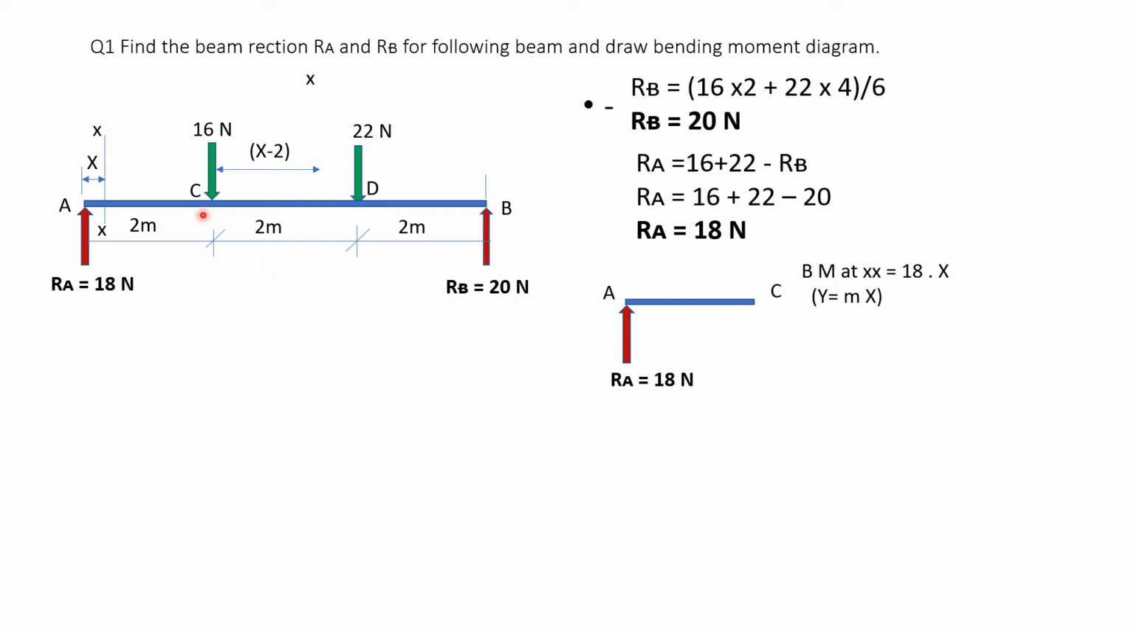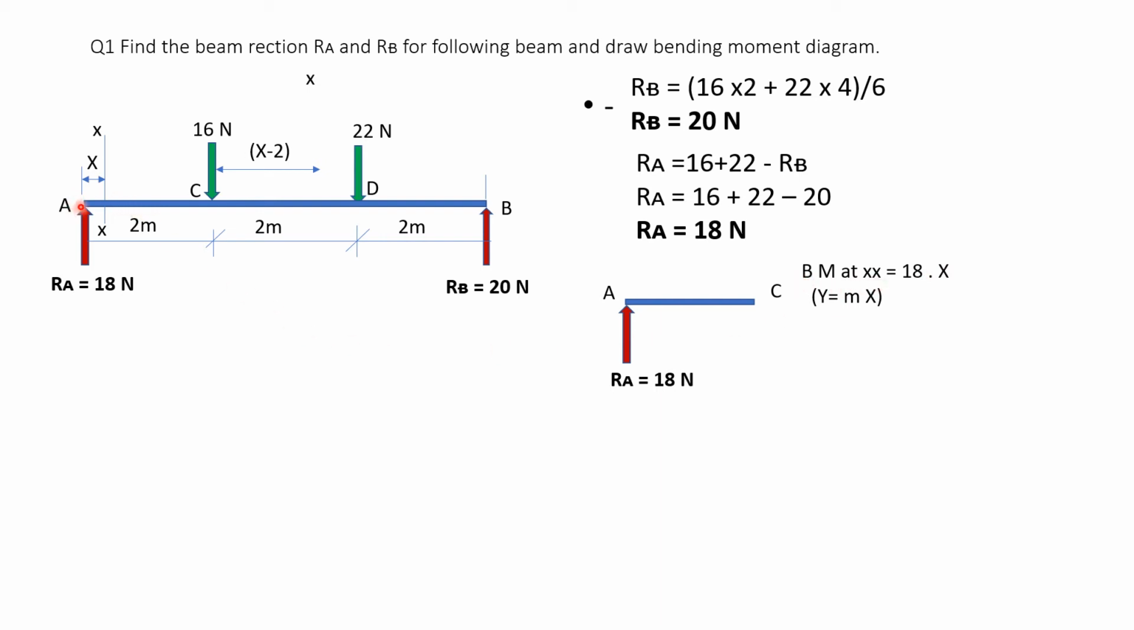Similarly, if I want it at 1.5 meter from A, I will substitute 18 into 1.5. If I want it at point C, my x will become 2 meter. The distance from A to C is 2 meters, so the x value will become 2 meter. If I substitute 2 here, it will be 18 into 2, that is 36. So what happens here is, as the x value goes on increasing, the bending moment also goes on increasing.